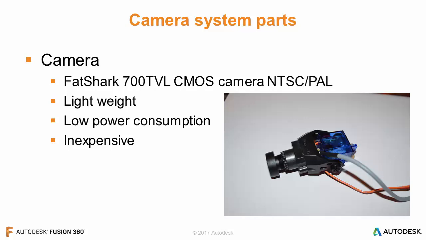The 700 TVL is actually the number of lines on the image. The 700 TVL is a fairly high number, so we get a really good high quality color image out of this camera. For output, NTSC or PAL is selectable on this specific camera, so we can decide how we want to transmit the video.